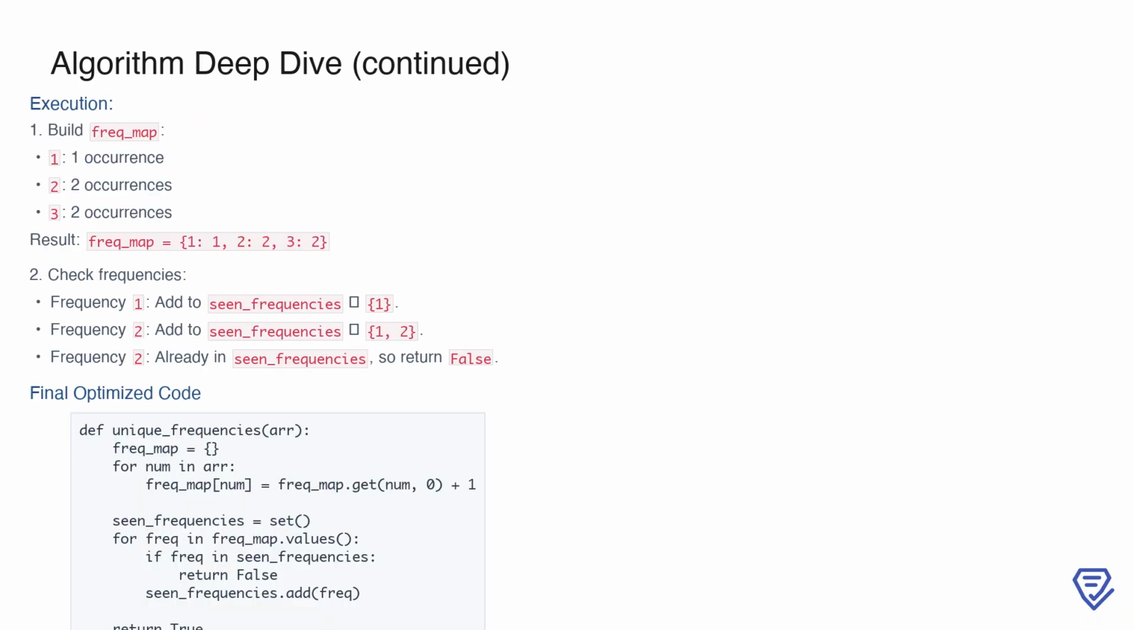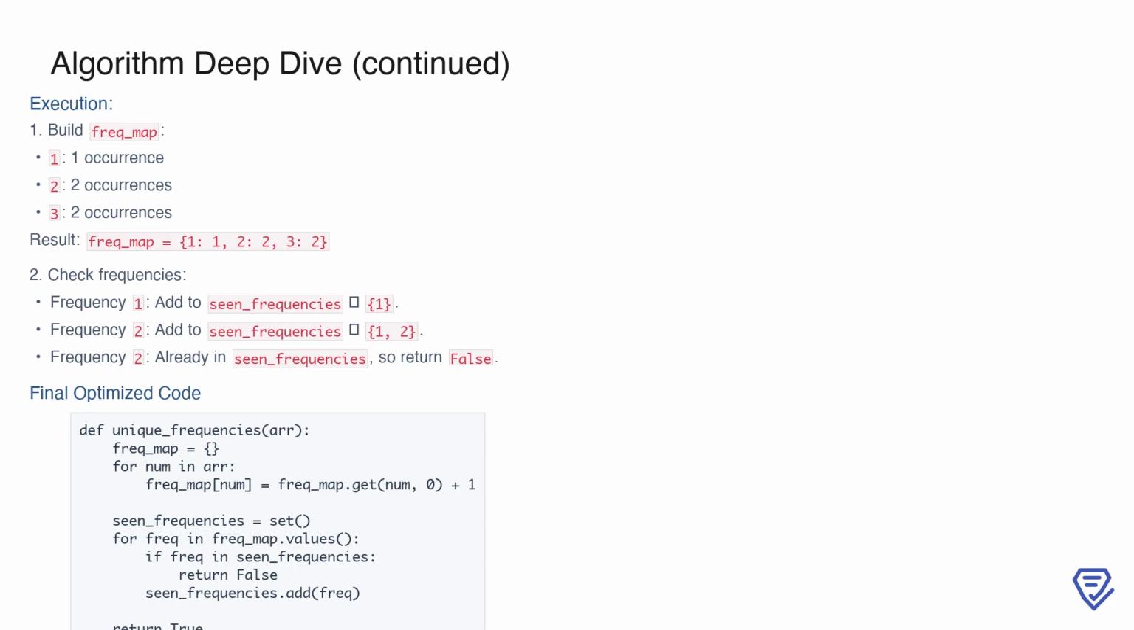Now, let's consider another example to see how the algorithm handles a case where frequencies are not unique. Suppose the input array is ARR equals 1, 2, 2, 3, 3. First, we build the frequency_map dictionary, which results in frequency_map equals {1: 1, 2: 2, 3: 2}. Here, 1 occurs once, while both 2 and 3 occur twice. Next, we check the uniqueness of these frequencies. We start with the frequency 1 and add it to the seen_frequencies set, resulting in {1}.